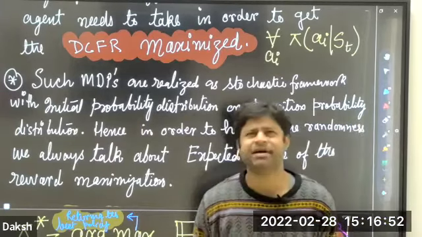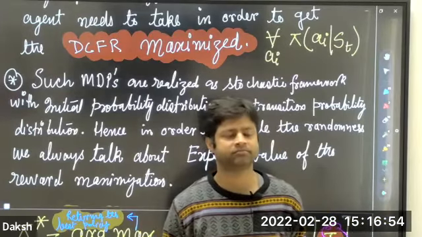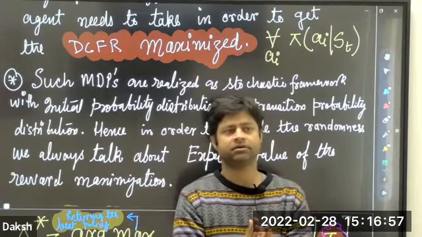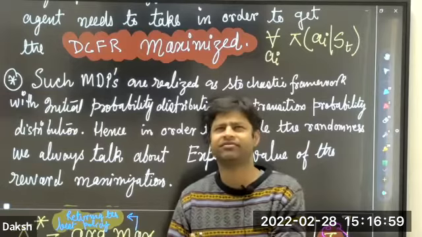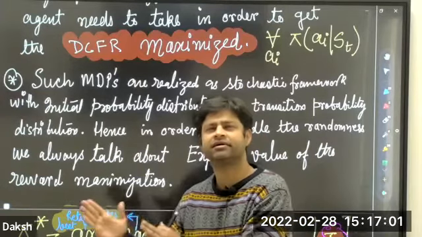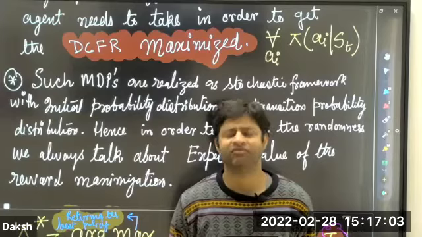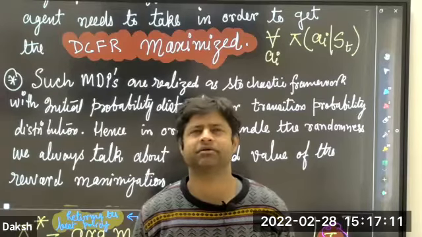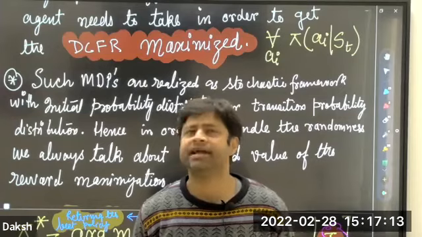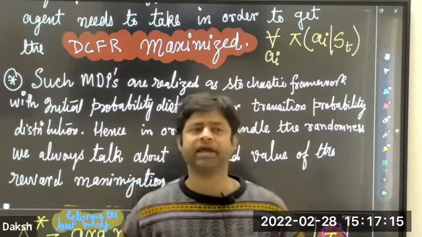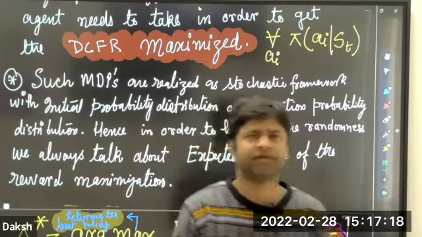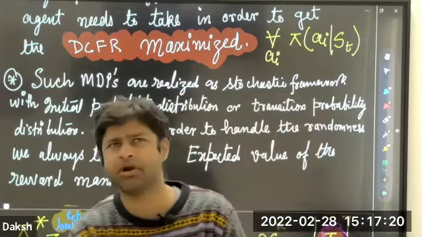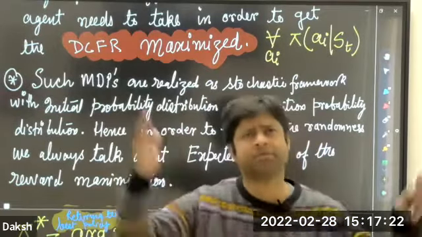So when I say maximize the discounted cumulative future rewards, when I say that DCFR you need to maximize, we are talking stochastically. What does that mean? It means that you take a decision, you move, then you take a decision, then you move, and keep on doing that for a huge amount of time.